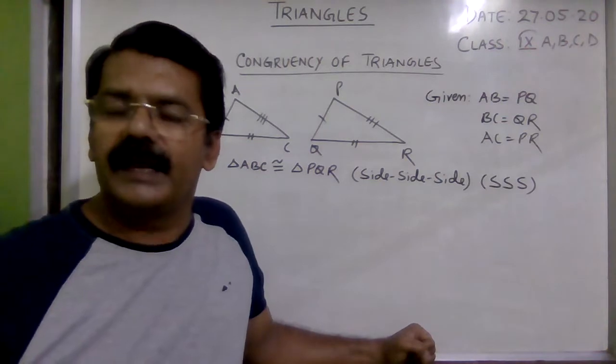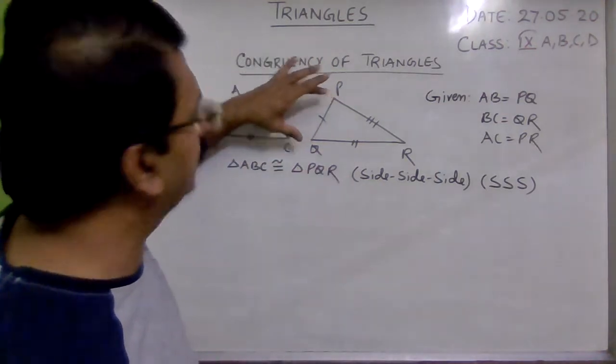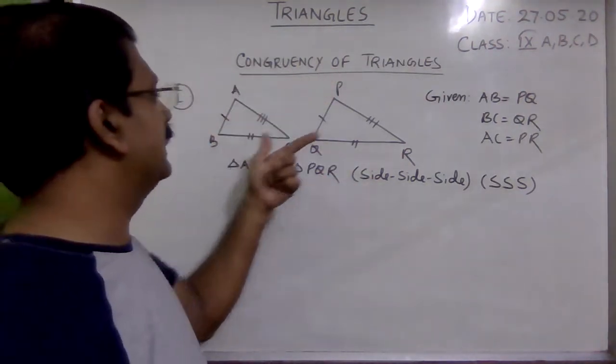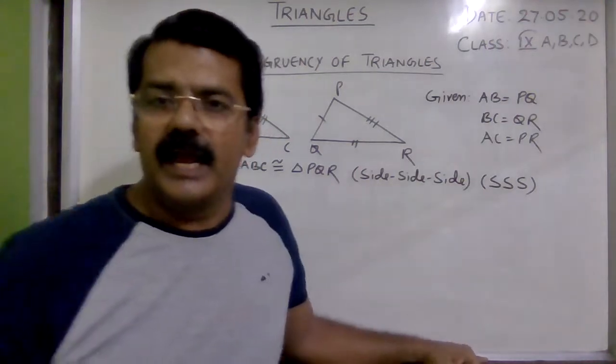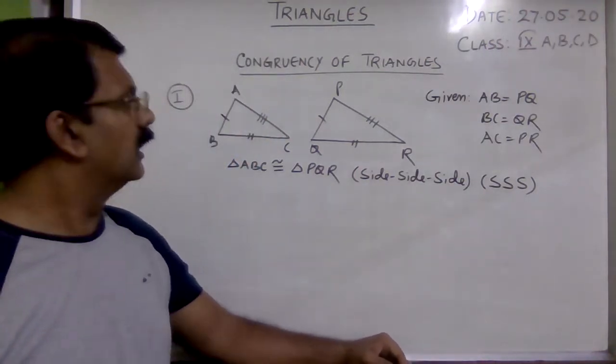Always remember, if three corresponding sides, corresponding means AB has to be equal to PQ, not AB equal to QR. AB has to be equal to PQ, BC equal to QR, and AC is equal to PR. If three corresponding sides are equal, then the triangles are called congruent.